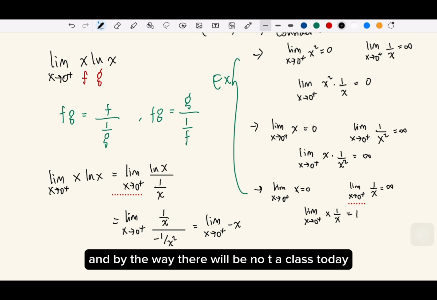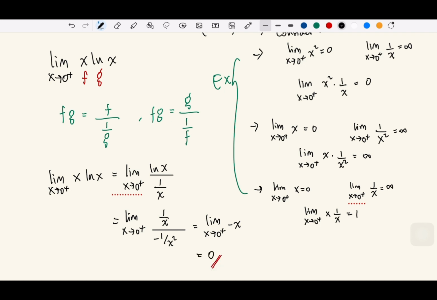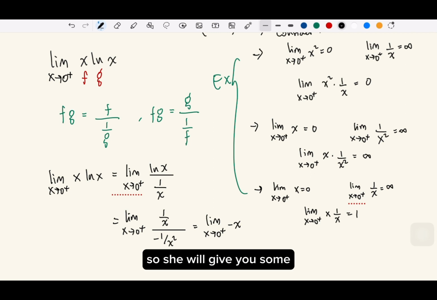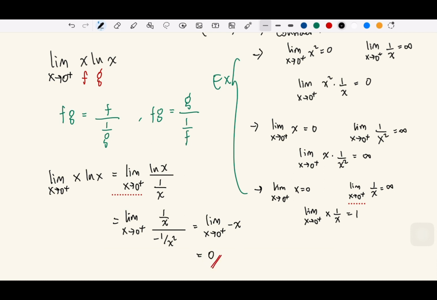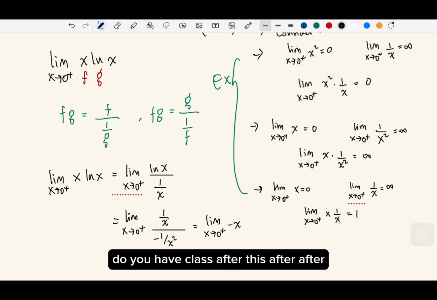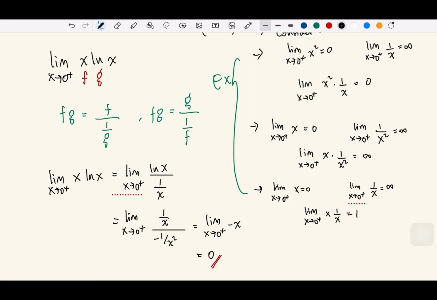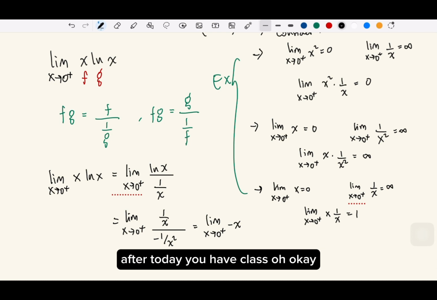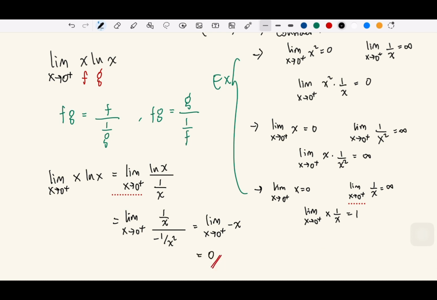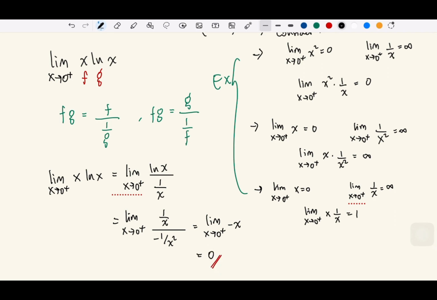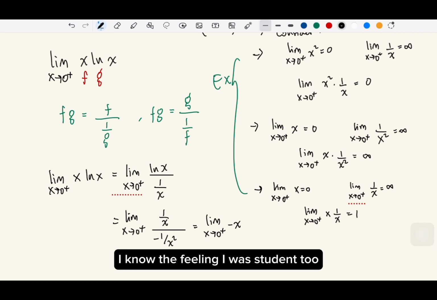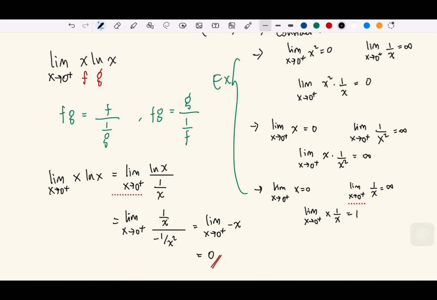And by the way, there will be no TA class today. Your TA, I think, gets sick. So she will give you some assignment and maybe additional content. Okay? Do you have class after that? After TA? Do you have class? Oh, okay. If no class, then you can go home. I know the feeling, okay? I was a student too, so I would go home.